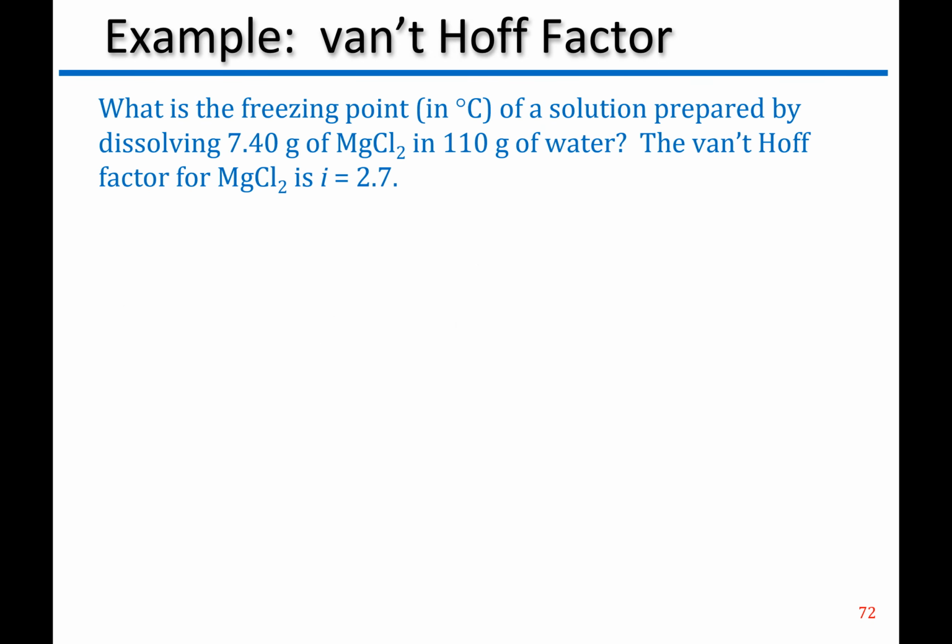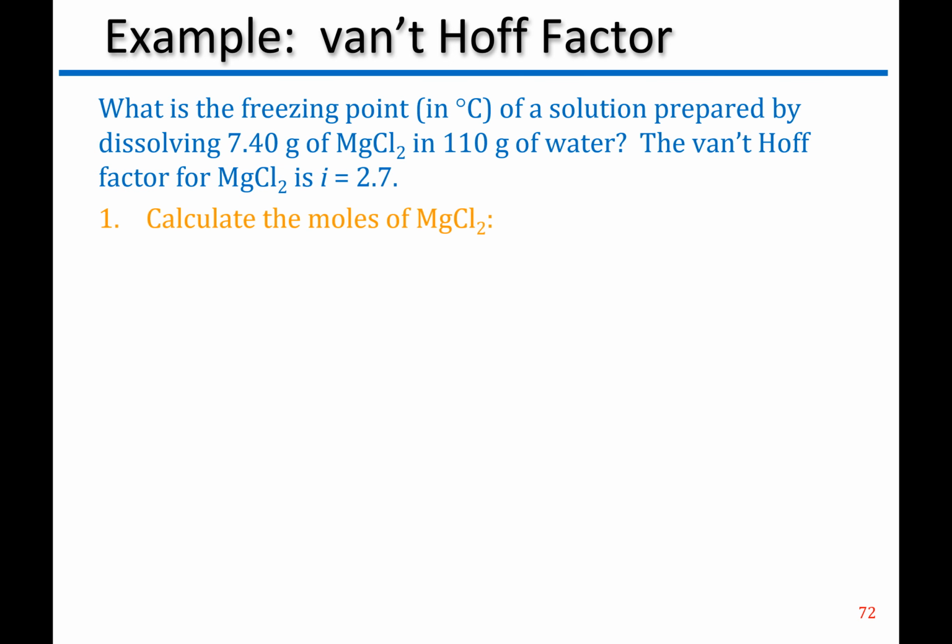So how do we use this? Here we want to know the freezing point of a solution prepared by dissolving 7.4 grams of magnesium chloride in 110 grams of water. And it tells us the van 't Hoff factor for magnesium chloride is 2.7. If the question tells you, follow whatever they told you. But if it doesn't tell you, or just says assume ideal behavior, you would have gone with 3. Since they tell us 2.7, we'll go with 2.7.